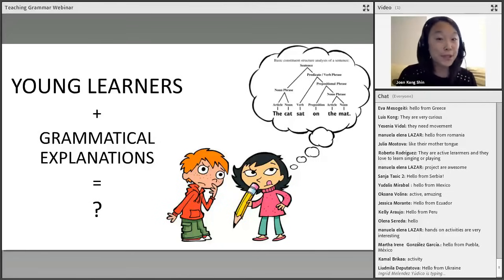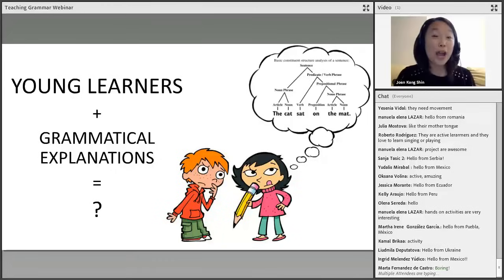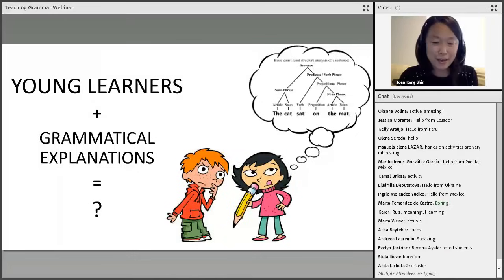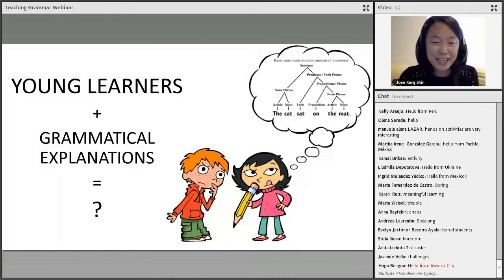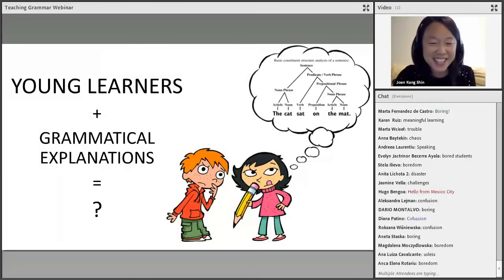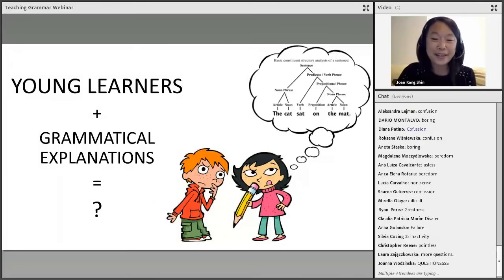So I have a little puzzle for you. It's actually an equation. Young learners plus grammatical explanations equals question mark. How would you finish this equation, or how would you finish this sentence? Please type your ideas in the chat box. Oh, boring. Meaningful. Trouble, chaos, boredom, disaster, confusion, boring.